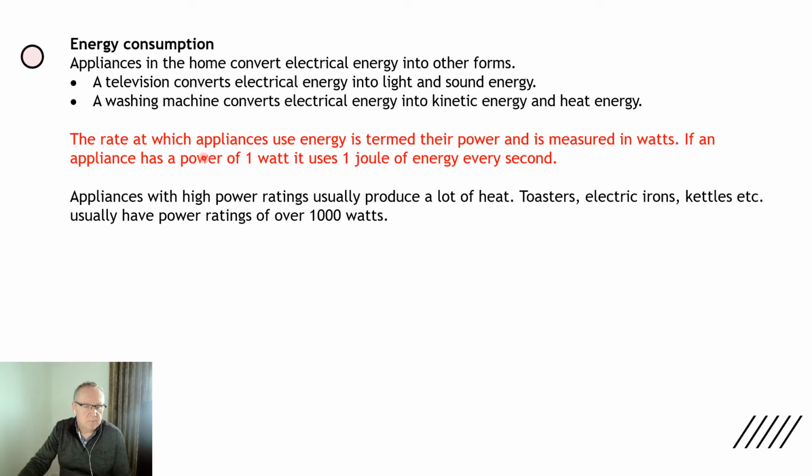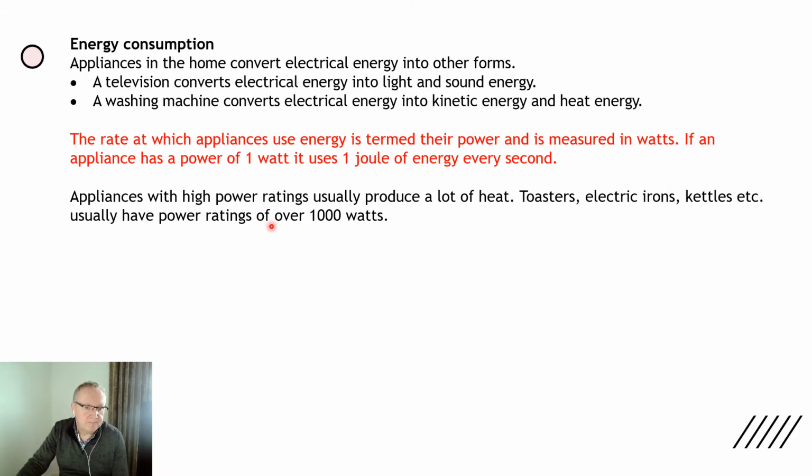And this stuff in red is the relevant bit that we're going to talk about. The rate at which an appliance uses energy is termed its power. Whenever it talks about the rate of something, it means with respect to time. So power is the amount of energy used in a given time. For physics, we talk about per second. So if an appliance uses 1 joule of energy every second, then we say it's got a power of 1 watt. And we'll come back to the units a bit later on.